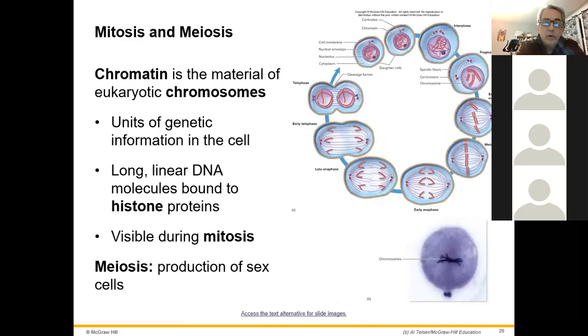Chromatin is the material of eukaryotic chromosomes. It's the unit of genetic information. In bacteria, they have a single circular chromosome. In us, we have long linear DNA. We also have proteins that bind to our DNA called histones. Bacteria do not have histone proteins.